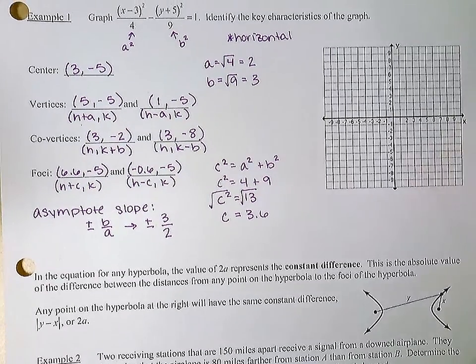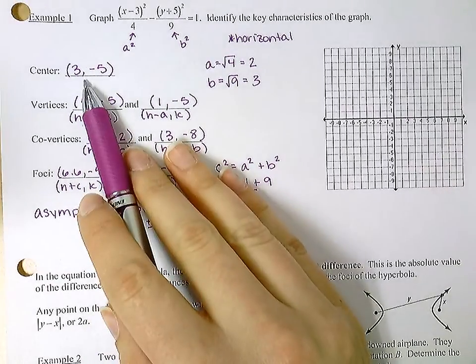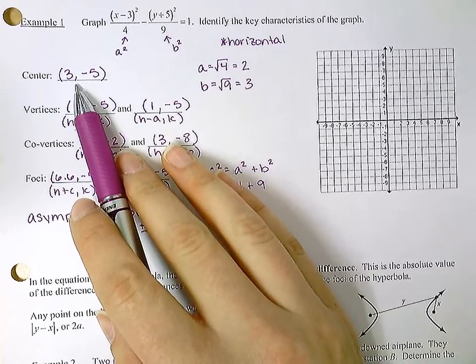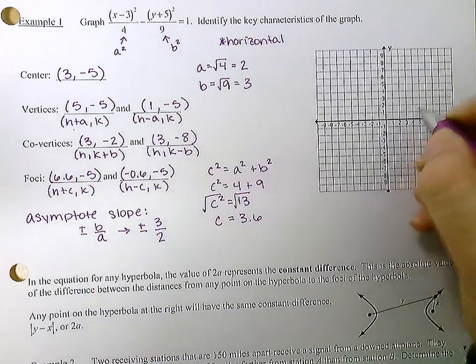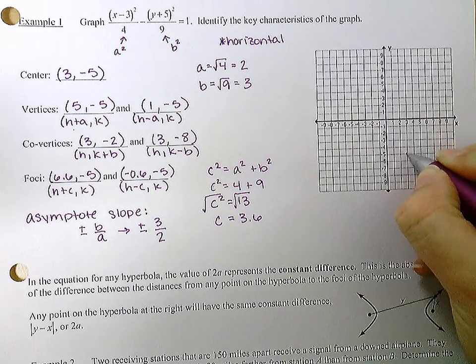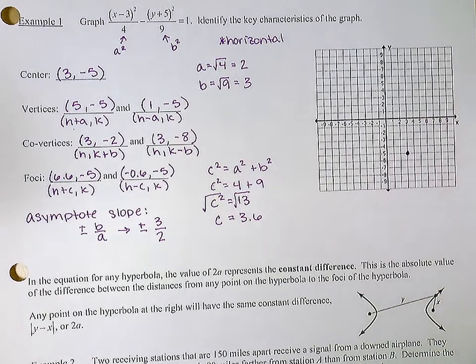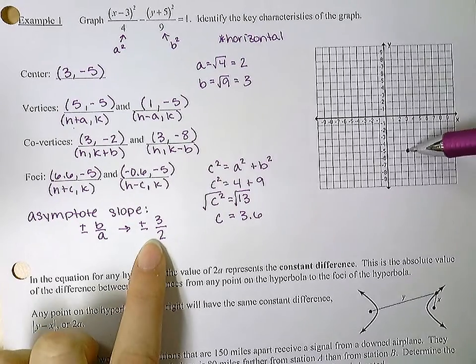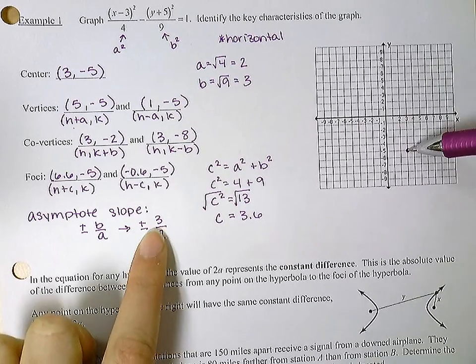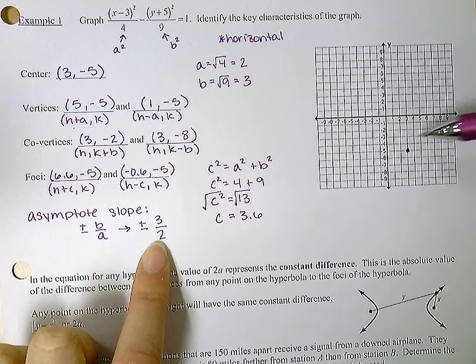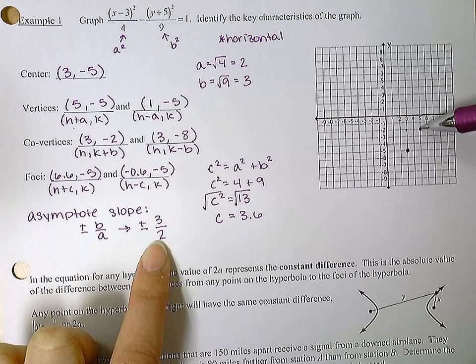So we're going to go from our center point. We're going to plot that one first at (3, negative 5). Next I want to plot in my asymptotes. So I'm going to use my slope from that center point. Slope is rise over run. So I'm going to go up 3 and right 2 to make a point.